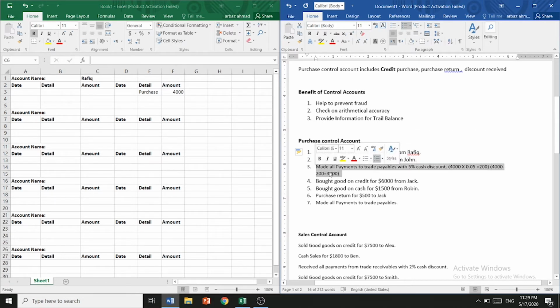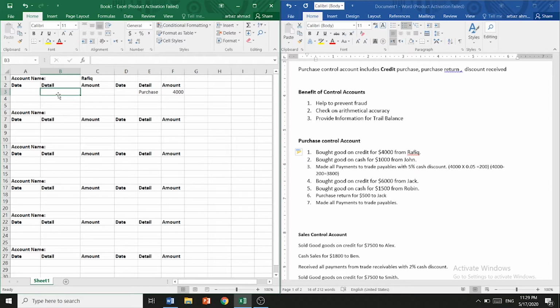So moving on with the payments, made all the payments to trade payable with 5% trade discount. That means we made the payment, so it means credit bank and debit Rafiq, right? So it will be cash book, or if you want to be more specific, cash or bank, that's fine. And that is going to be 4,000, right? No, wrong. It's going to be 3,800.